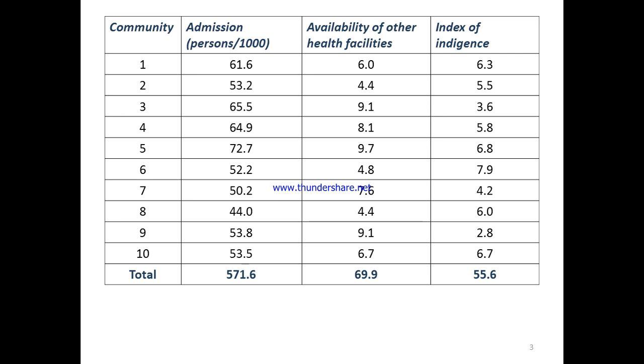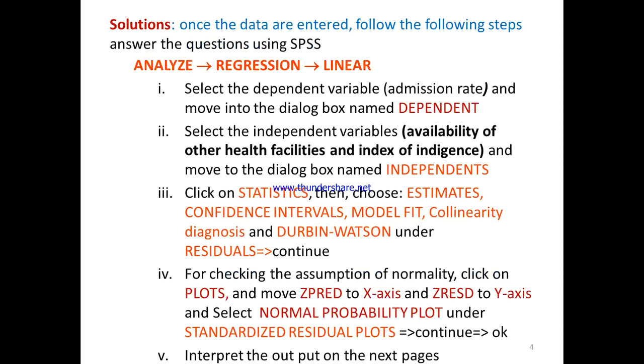As you can see, the table contains four variables. One is the identification of the hospitals, the community. The second is admission rate, which is the dependent variable. The third is availability of other health facilities in the catchment area of the hospital, which is one of the independent variables that affects the admission rate. And the fourth is the wealth index, or index of indigence, which is likely to affect it. Therefore, you have to put these four variables into your SPSS first before we begin to answer the questions. Once you have done that, then we can run the test.